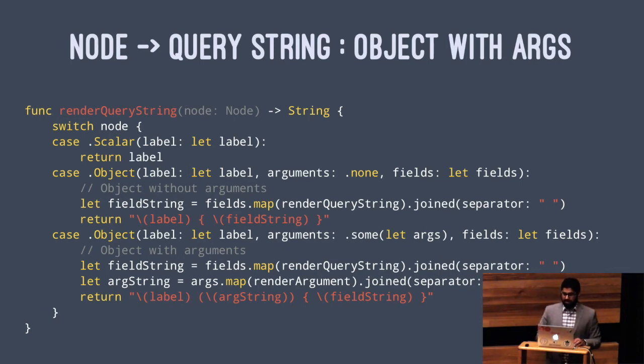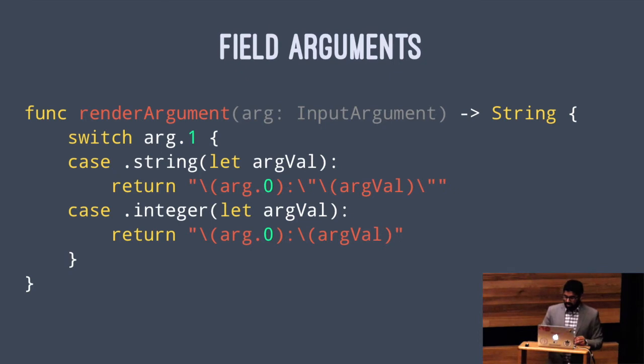Now, the field arguments also have their own function, and we're using exhaustive checking in switch statements to make sure that we're handling all of our cases here. So we just have string and integer, and this is just making sure that strings are quoted effectively. And this is great. Basically, we can write a structure that will convert to a valid syntactical GraphQL query, but we have more problems.